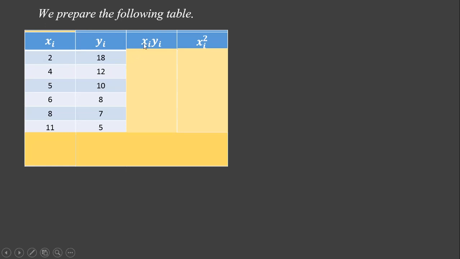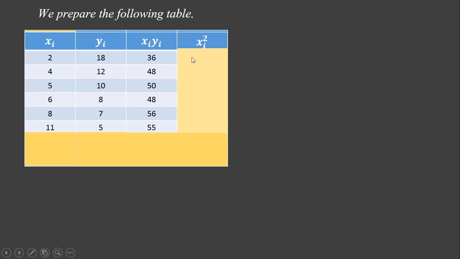Now next column is xi yi. Values of x are here, y are here. We only have to take their product. So we fill this column for xi yi. It is 2 into 18, 36, 4 into 12, 48, 5 into 10, 50, 6 into 8, 48, 8 into 7, 56, 11 into 5, 55.